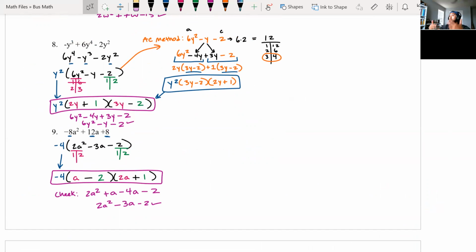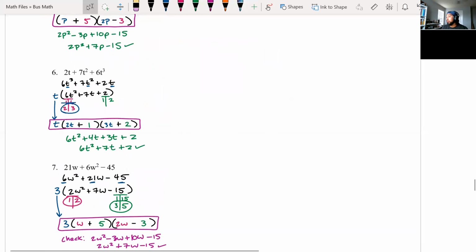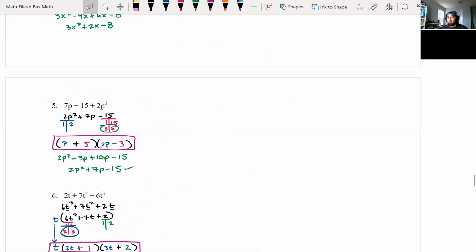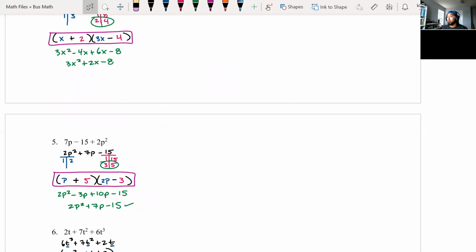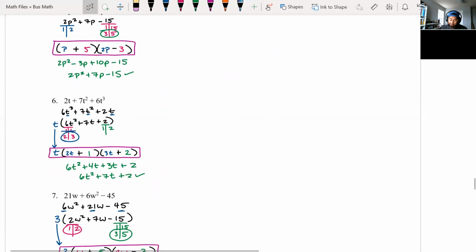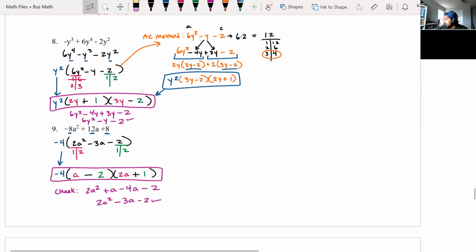List your factors, know your signs, mix, match until you get it right. And it's all for your benefit. It gets you better at multiplying, adding, and subtracting in your head. I've been doing this for too many years, so I can just look at it and tell you the factors without having to write anything down on paper. But that takes time.